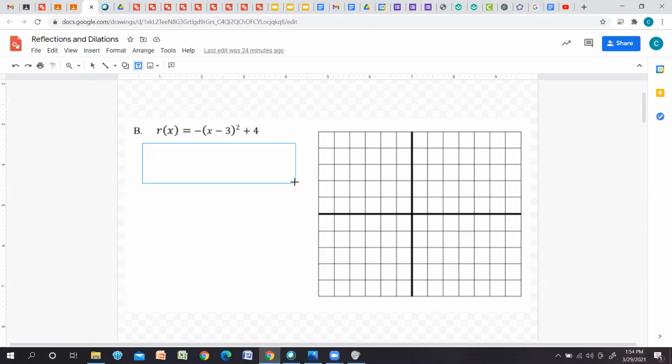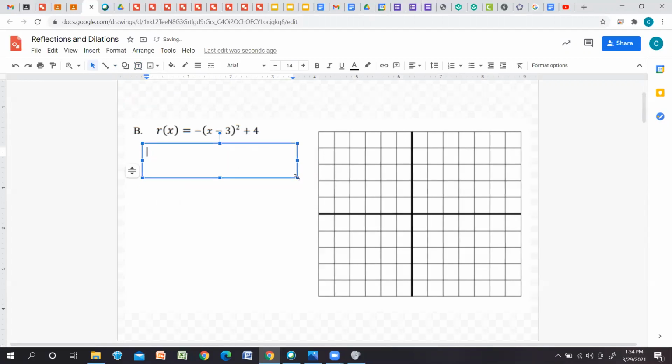So first, I just write down each of the transformations. So first, I say reflect by -1. Then I say, okay, then I'm going to shift, let's see, it's -3. So that's a shift to the right 3. And then it's +4, so it's a shift up 4. So we're gonna have to apply each of these in order.